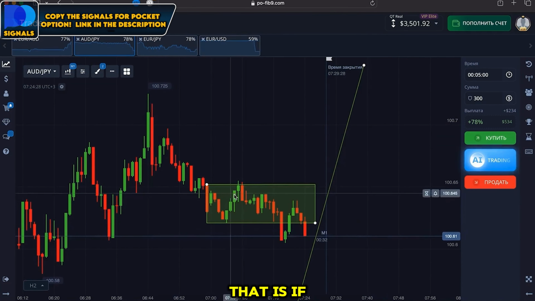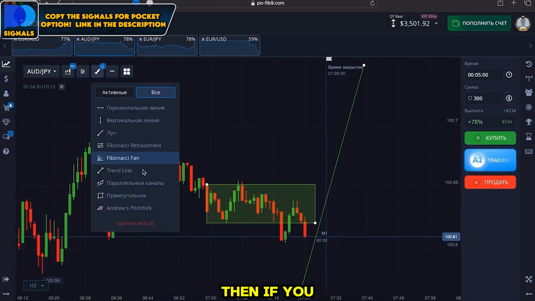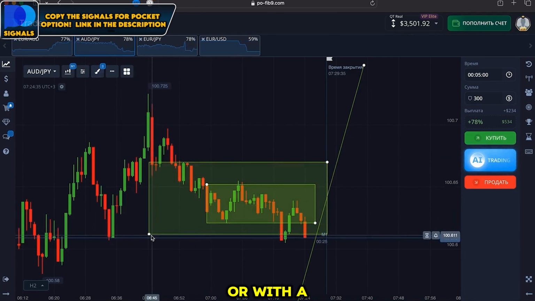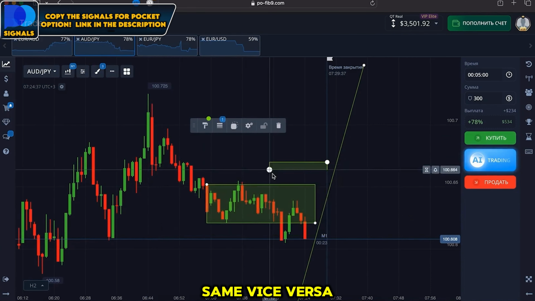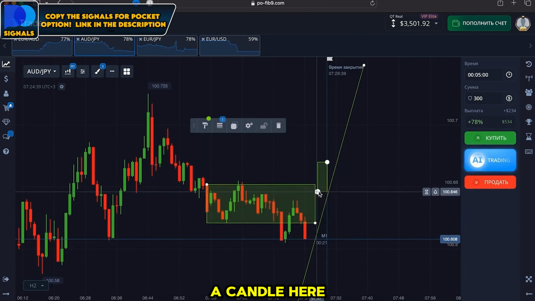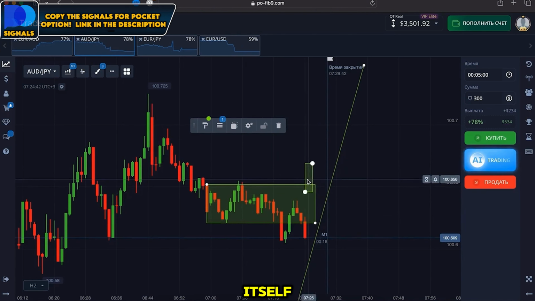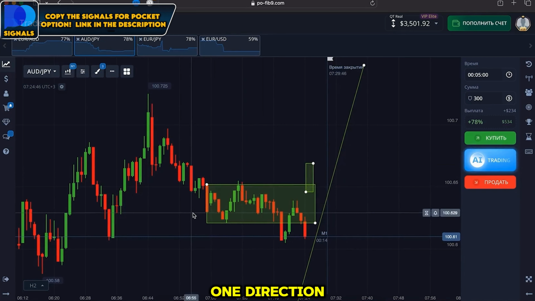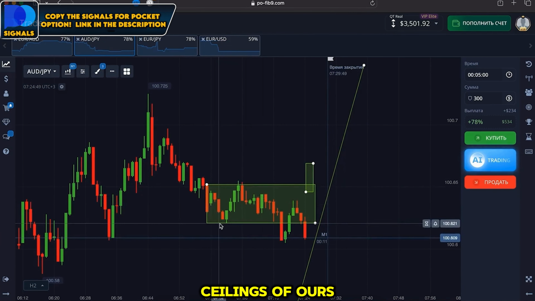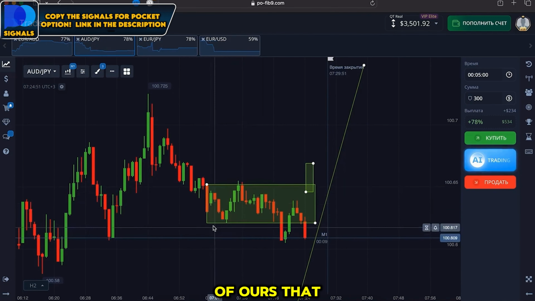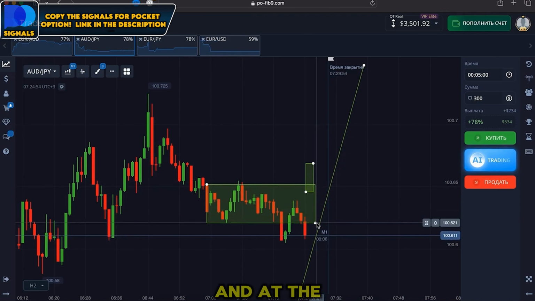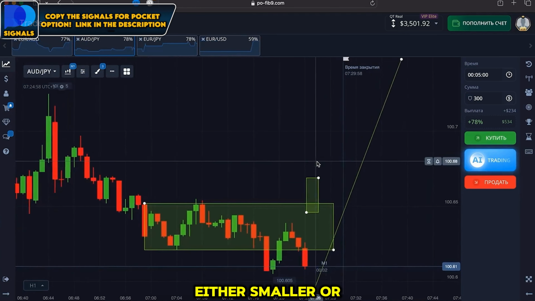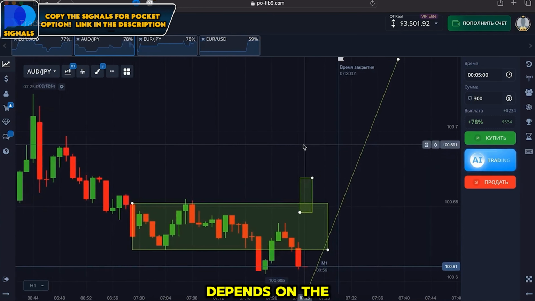That is, if the price corrects itself, then if you see what you have built here with an upward trend, or with a downward trend, the same vice versa, built, let's say, such a candle. Here it broke through itself, that is, it entered here into the rectangle entirely, in one direction, without crossing these ceilings of ours and these floors of ours. That is, it goes, and at the moment it breaks through itself with such a candle. Either smaller or larger, it all depends on the trend.